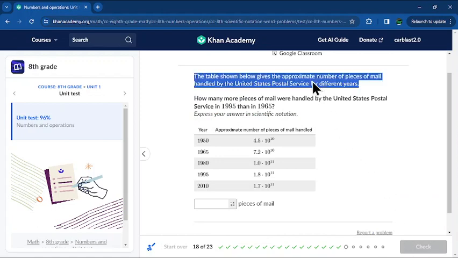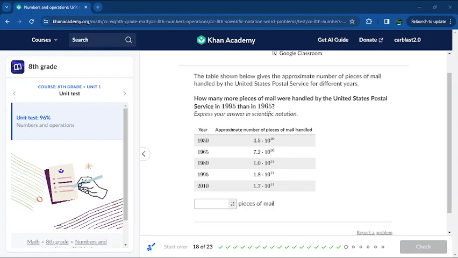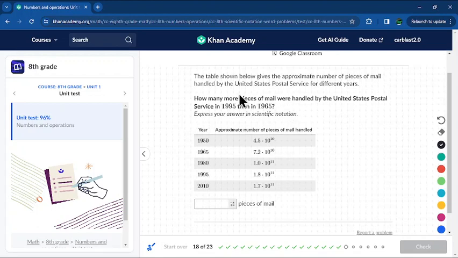A table shown below gives the approximate number of pieces of mail handled by the U.S. Postal Service for different years. How many more pieces of mail were handled by the U.S. Postal Service in 1995 than 1965? So how many more, which is subtraction? So you're basically doing 1995.